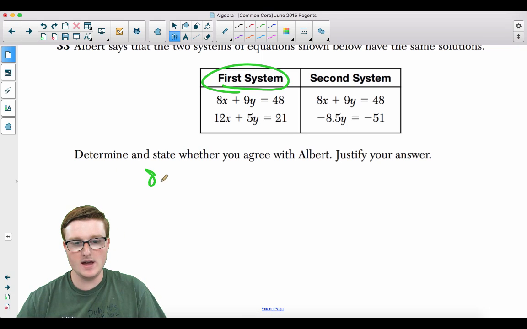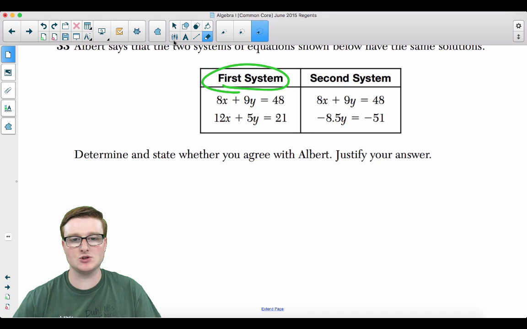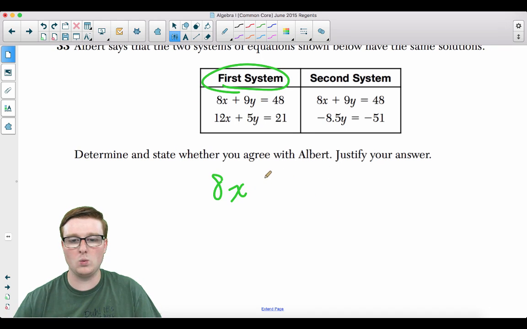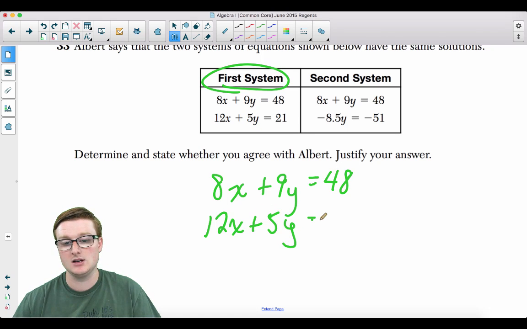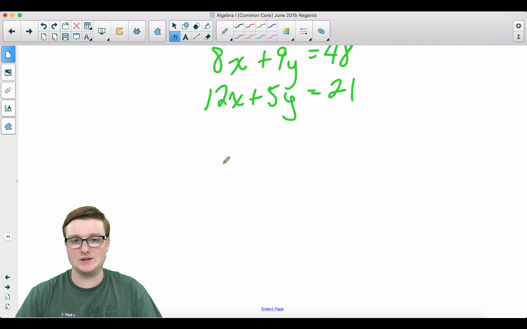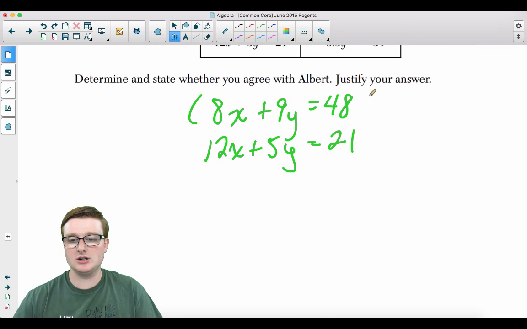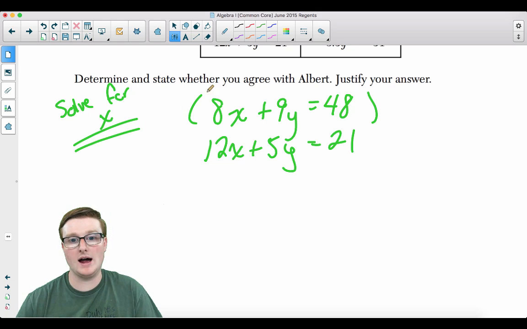Now, if we have 8x plus 9y is equal to 48, and 12x plus 5y equals 21, we need to cancel out one of those variables in order to solve for the other one, because we can't solve for two variables at the same time. You just can't do it. So what I'm going to do is cancel out my y's first, to solve for x.